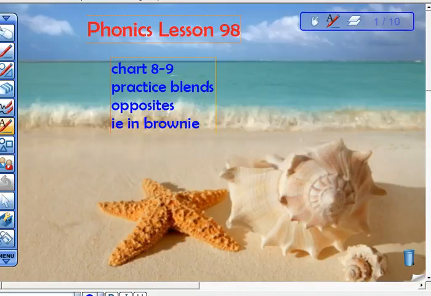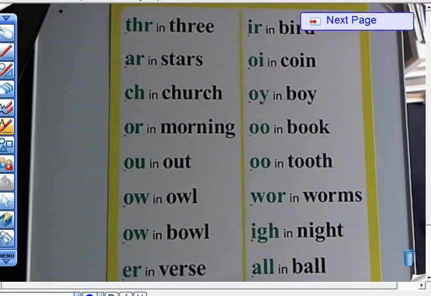Okay, good morning. This is Phonics lesson number 98, and today we're going to look at charts 8 and 9. We're going to practice a little bit of blend cards from yesterday. We're going to talk about some opposites, and then we're going to focus our attention on the special sound IE. So let's get started. All eyes on the board as we go through chart number 8.